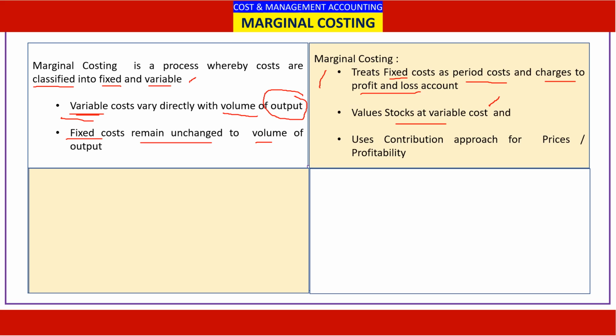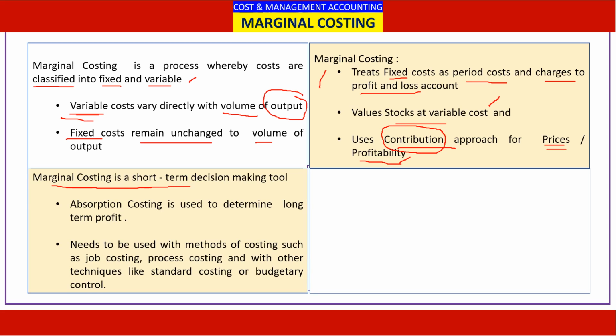And it says all decisions pertaining to pricing and determination of profitability have to be based on the contribution approach. This approach states: take variable cost, add a percentage to it to decide your price, and that percentage has to take care of your fixed cost as well as profits. This is where the contribution approach comes into the picture.